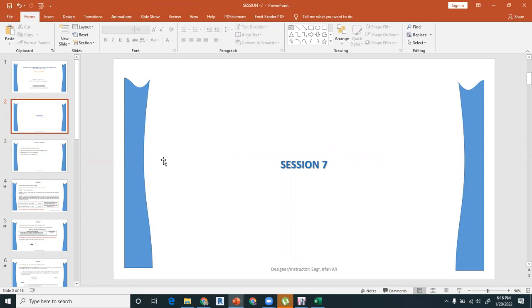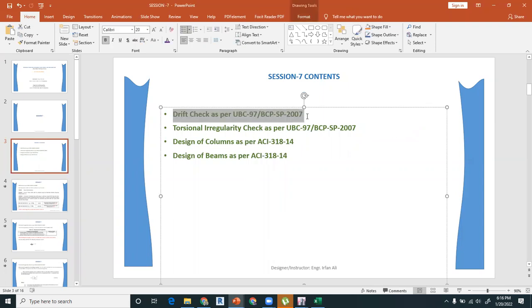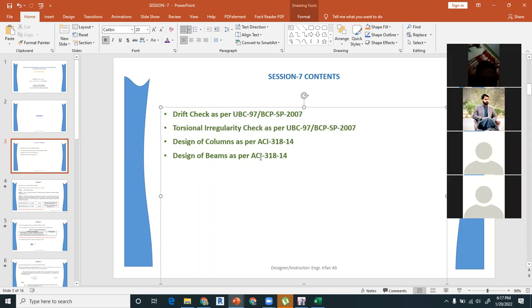So today is our session 7, in which we will have 4 parts. First one is the drift check as per UBC 97, and then the torsion ability check, and what will happen if there is a drift issue, what is the solution, and what will happen to the structure when there is a torsion ability, and what is the code limits and how to solve this issue. And then we will go towards the design of columns as per ACI, and then at the last we will have design of beams as per ACI.